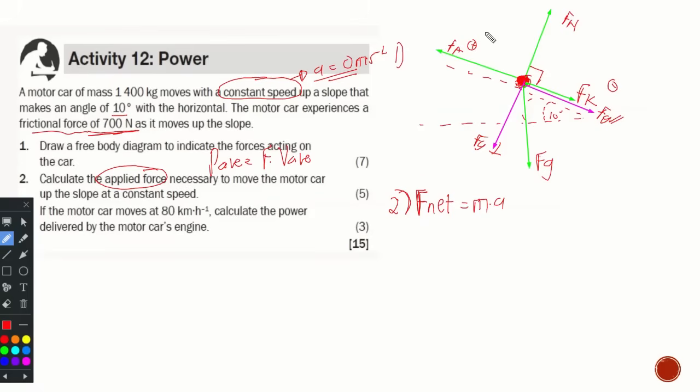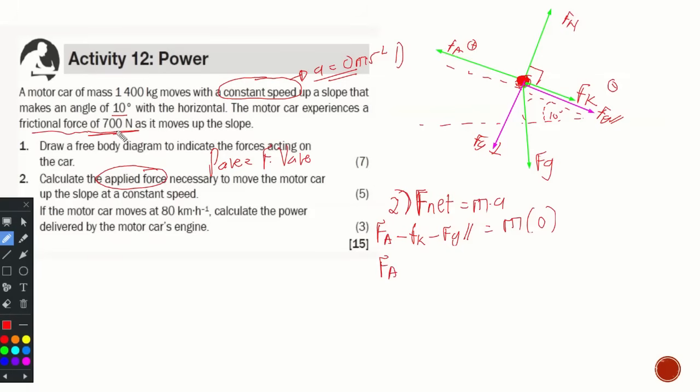To calculate the F net, this is the positive direction, this is the negative direction. So we have to say force applied and then minus all the ones in the negative direction. So this will be minus FK minus FG parallel is equals to 0, so the mass multiplied by acceleration of 0. Then what is our force applied? That's what we are trying to calculate.